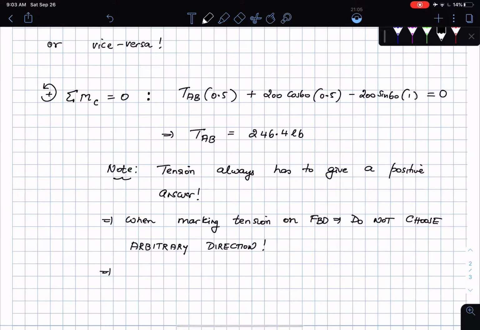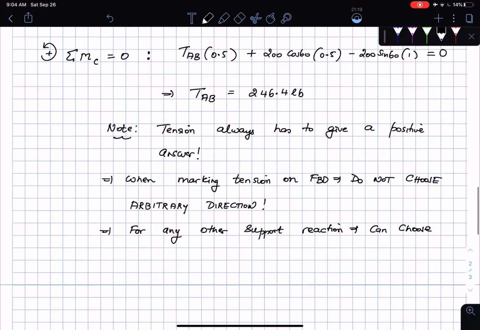For any other support reaction, we can choose an arbitrary direction. But not for the tension, because we know that cables are in a state of tension. So if I end up getting a negative tension, it makes no sense. You know that the cable is in a state of tension, so the way you draw the force is also such that the cable is in a state of tension. So tension always has to give you a positive answer, and this is exactly what it has given us here.